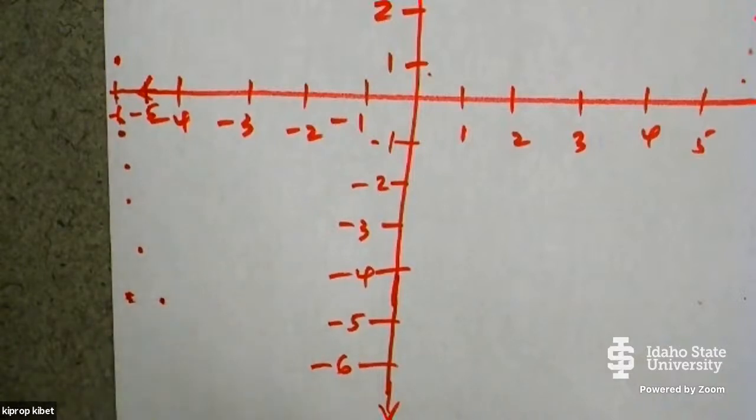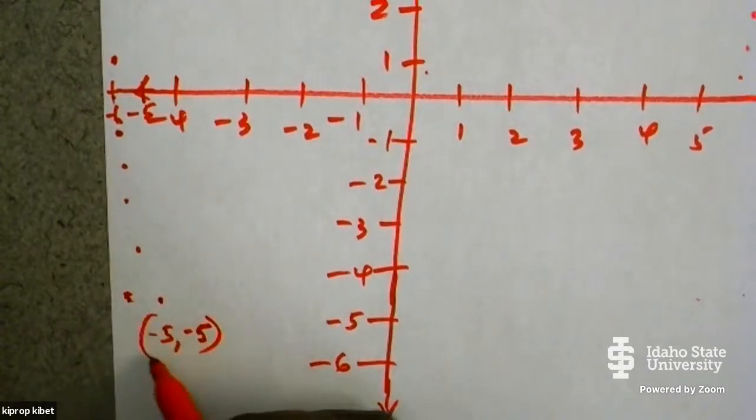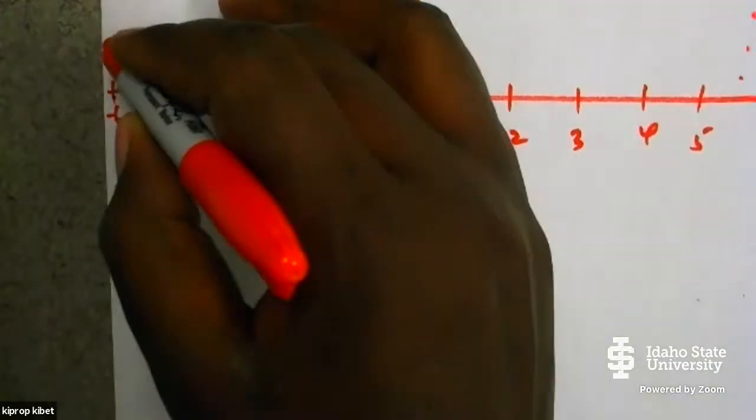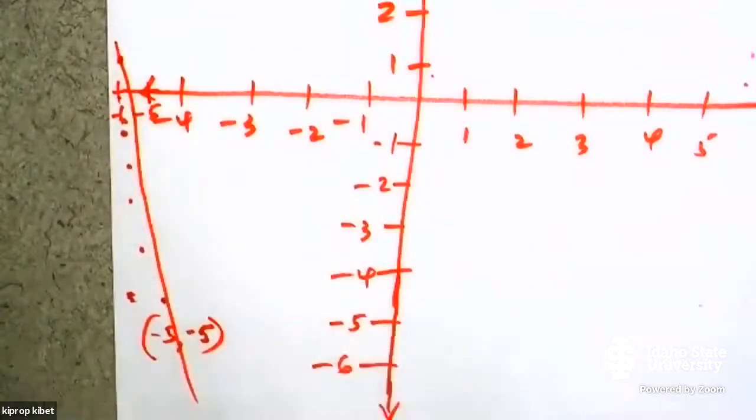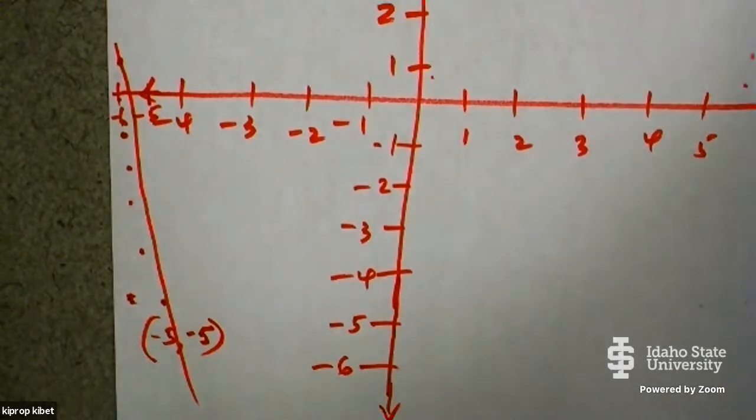So what will be our point? -5. And then we do what? Draw a line. We draw a line. Simple, right? Okay.